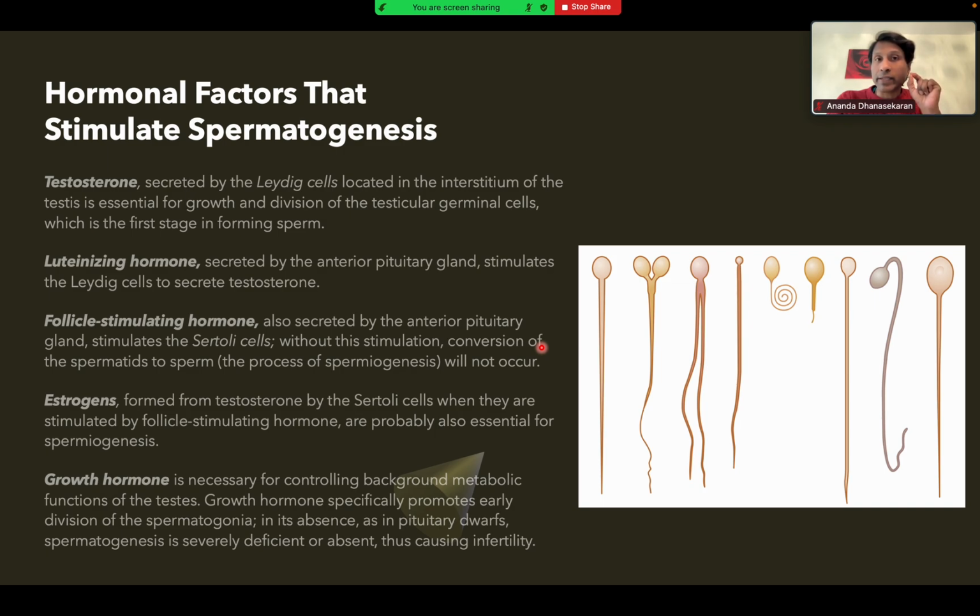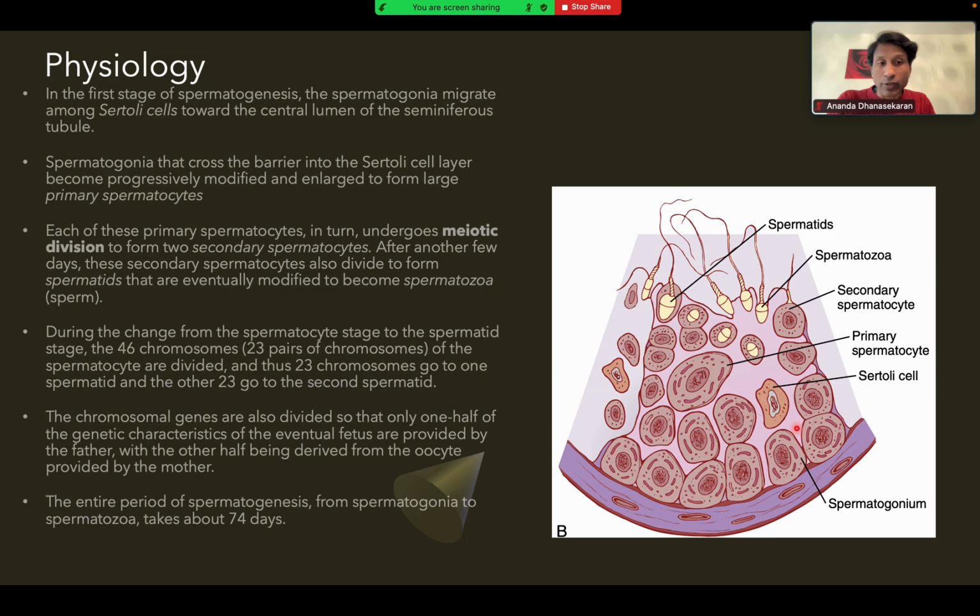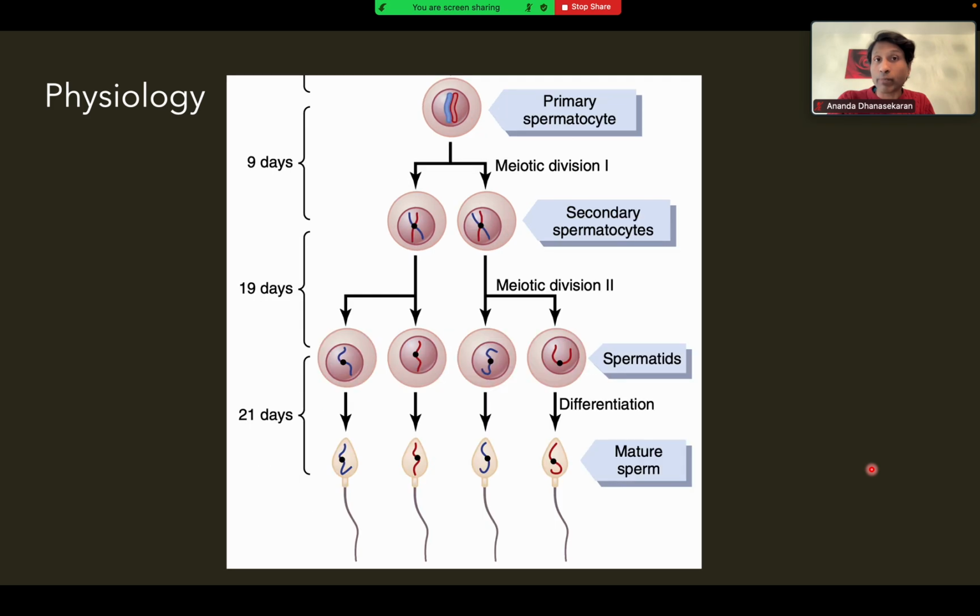Another hormone produced by the anterior pituitary is follicle stimulating hormone. This follicle stimulating hormone works on the Sertoli cells. If you want to recollect what Sertoli cells are, we have seen that the Sertoli cells are present, which is important for the spermatid to go into sperms. So we have Sertoli cells inside the lumen, and outside are the Leydig cells. Sertoli cells are stimulated by the follicle stimulating hormone, while the Leydig cells are stimulated by the luteinizing hormone. Both these hormones are from the pituitary.